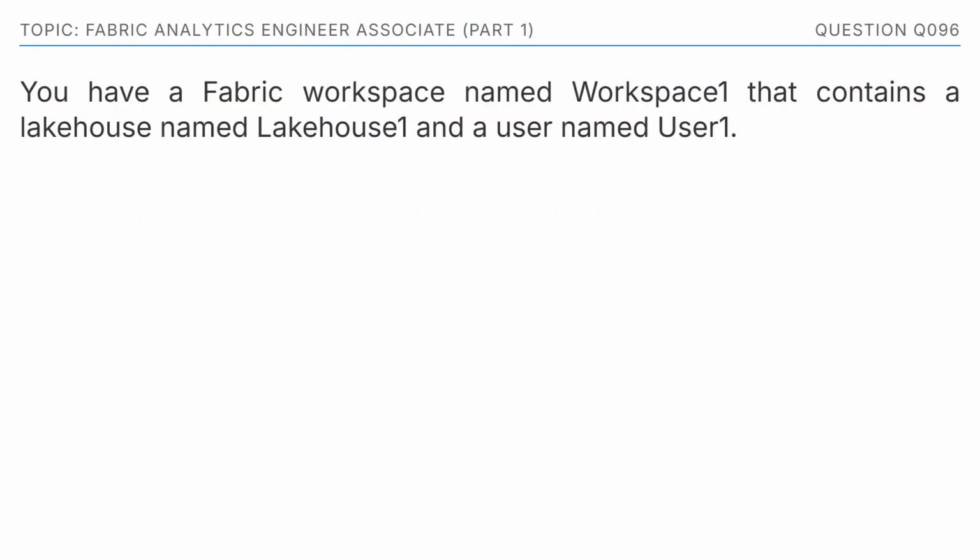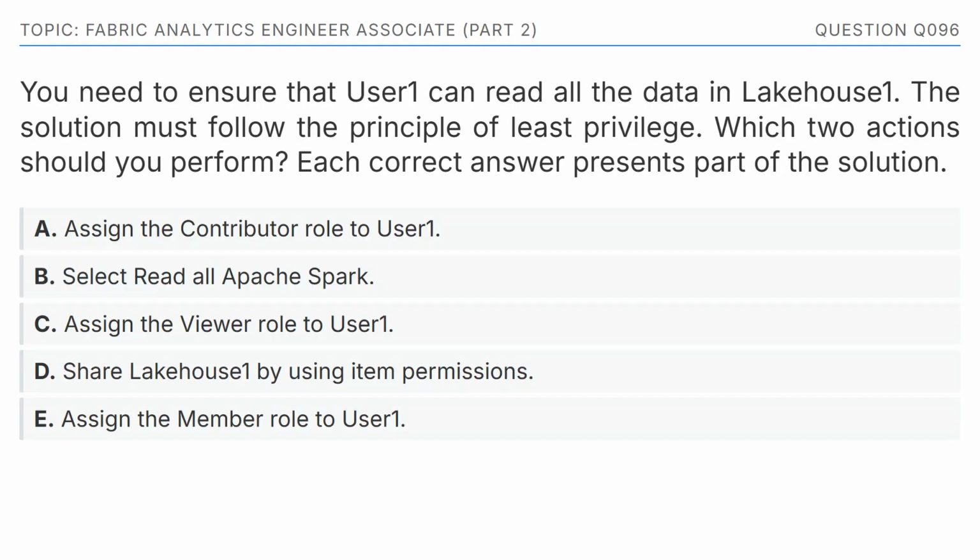You have a Fabric workspace named Workspace 1 that contains a lakehouse named Lakehouse 1 and a user named User 1. You need to ensure that User 1 can read all the data in Lakehouse 1. The solution must follow the principle of least privilege. Which two actions should you perform? Each correct answer presents part of the solution.